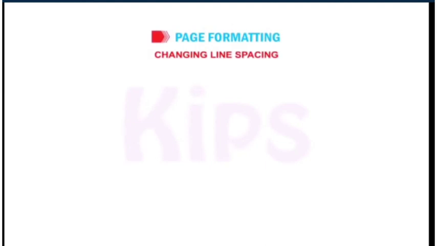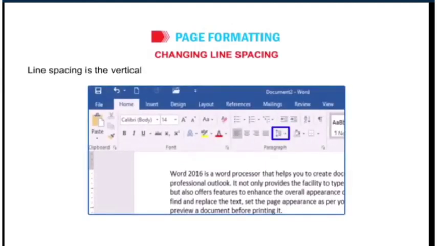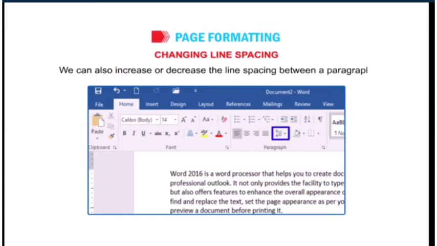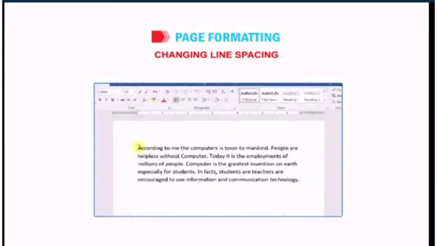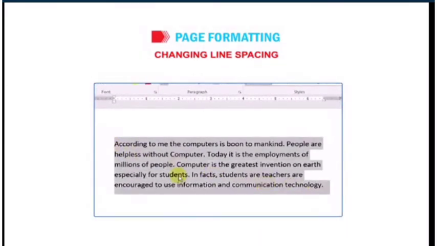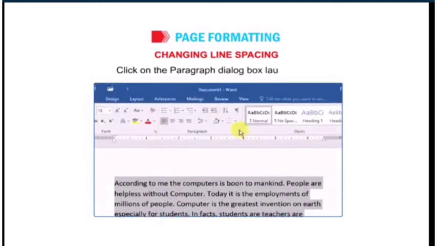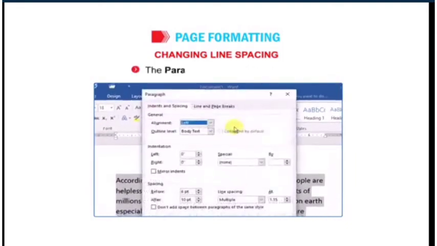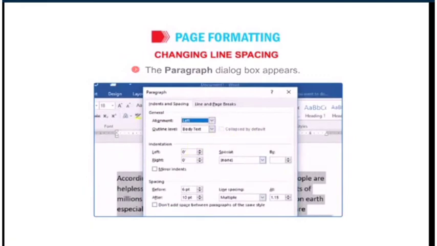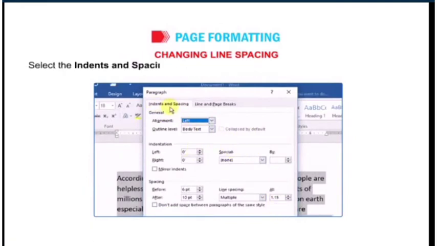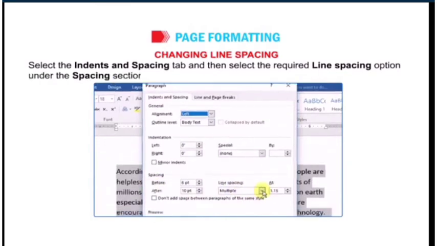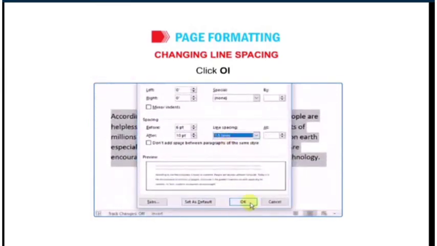Changing line spacing. Line spacing is the vertical distance between successive lines of the text in a document. We can also increase or decrease the line spacing between a paragraph. Select the text. Click on the Paragraph dialog box launcher. The Paragraph dialog box appears. Select the Indents and Spacing tab and then select the required line spacing option under the Spacing section. Click OK.